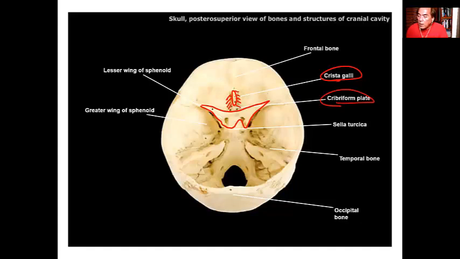And these are the wings of the sphenoid. You got greater and lesser wing. And the structure where it looks like a saddle in the middle is called the sella turcica. So those are the basic structures that we just need to know.